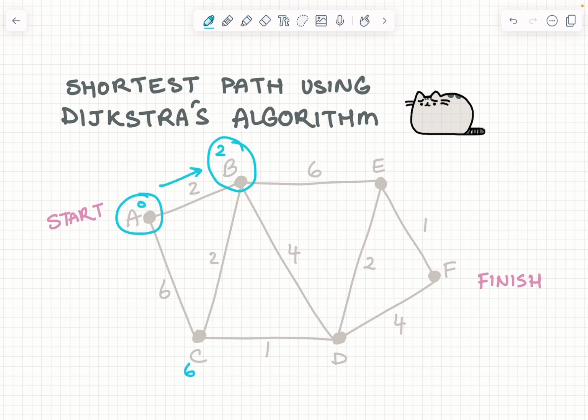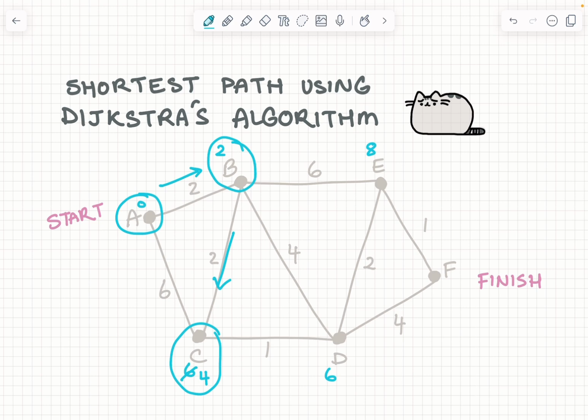Now let's label all the neighbours of B. So E, 2 plus 6 is 8. D, 2 plus 4 is 6. And C, 2 plus 2 is in fact 4, which is better, a shorter path than 6. So now we look at all the uncircled values on our whole graph. 8, 6 and 4. 4 is the lowest, so we're going to go there, and we're coming from B.